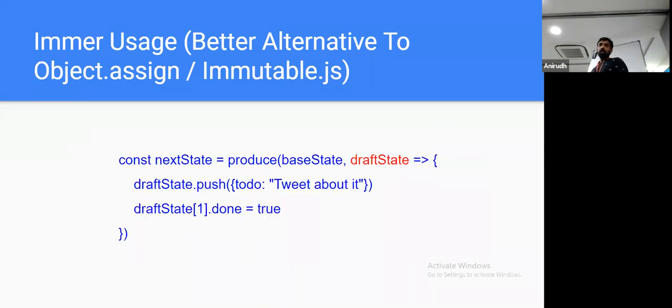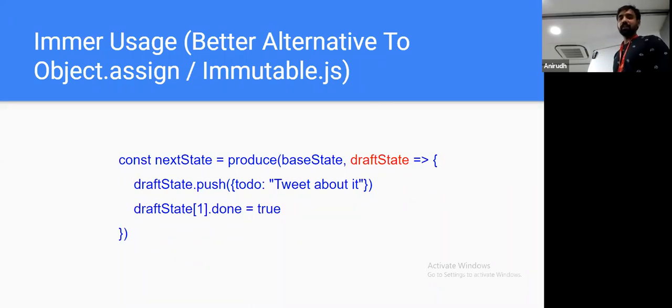Okay. So usage is quite simple. You have the produce method, and in the first parameter you pass the base state, and the second is a function which is passed the draft state. All the updates, as you can see, we are directly mutating the draft state here. But internally, what Immer does is always return a new object. So you get the advantage of directly mutating the data, and internally Immer is handling all the creation of new objects and all that logic.